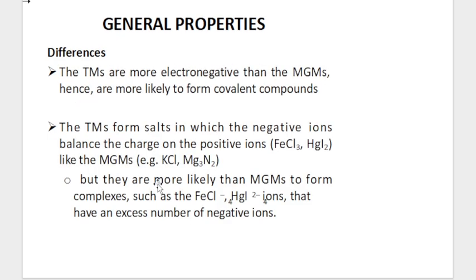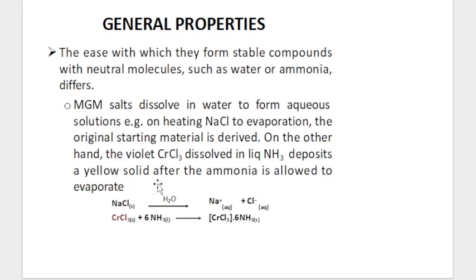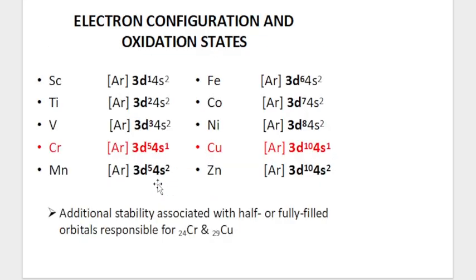The other differences include that your transition metals are more electronegative than your main group metals, hence are more likely to form covalent compounds. Transition metals form salts in which negative ions balance the charges on the positive ions, and basically this is unlike your main group metals. But they are more likely than your main group metals to form complexes. As you can see, they have the ability to form complex ions.